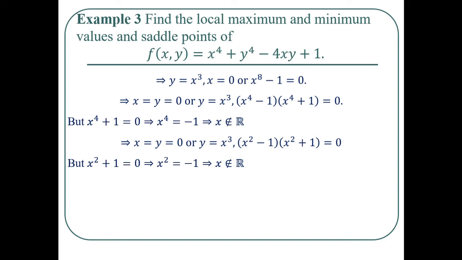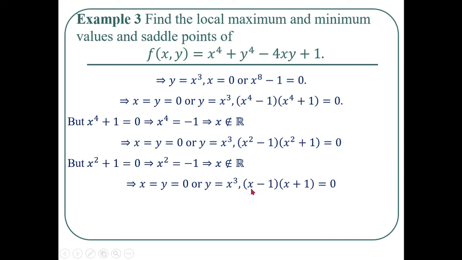So in this product, x square minus 1 should be 0, so we will get x is equal to y is equal to 0, or y is equal to x cube, and x square minus 1 is equal to 0. Now, x square minus 1 can be further factorized as x minus 1 into x plus 1. So here, x is equal to y is equal to 0, or y is equal to x cube, and either x minus 1 is equal to 0, or x plus 1 is equal to 0. Now, x minus 1 is equal to 0 when x is equal to 1, and x plus 1 is equal to 0 when x is equal to minus 1.